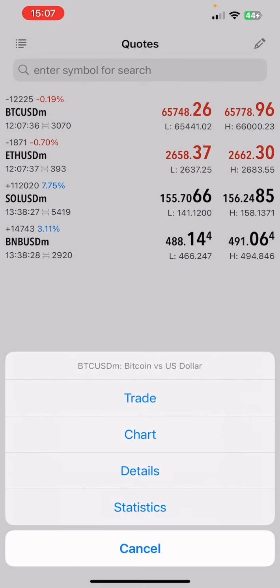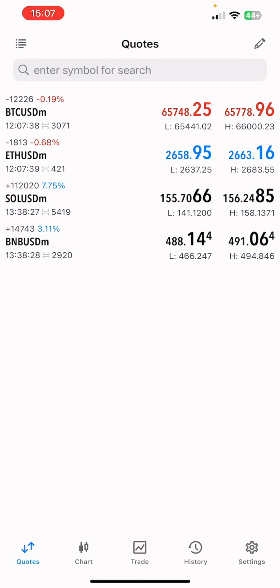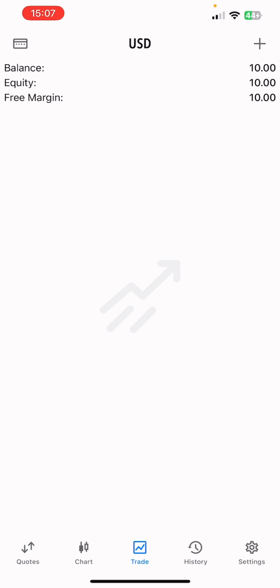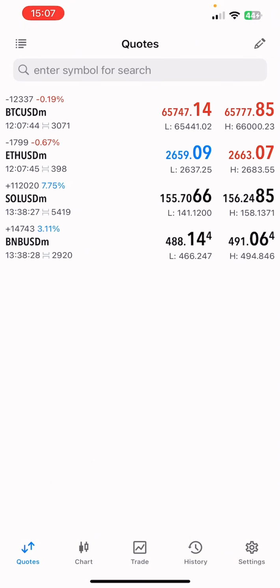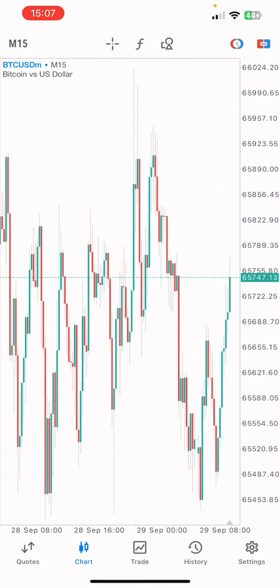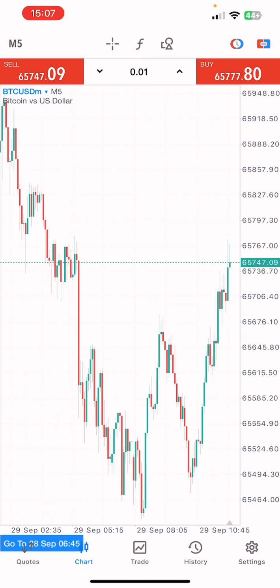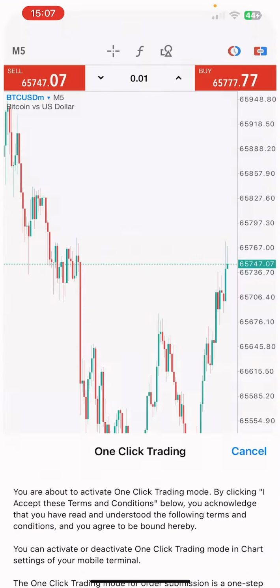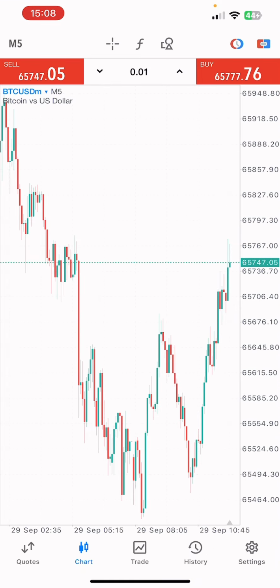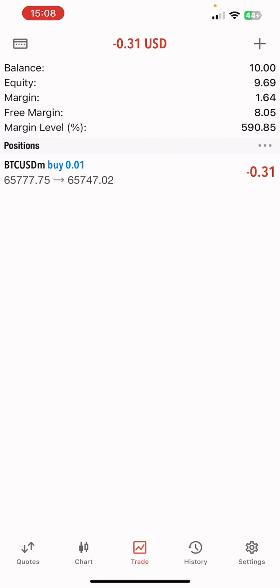Let's still go to this particular chart, BTC. We have $10. Let me show you guys. This is the same $10 which we have in our account. So you open this chart. After you have opened this chart, let's say we want to use the smallest lot size here. We go for our buy.